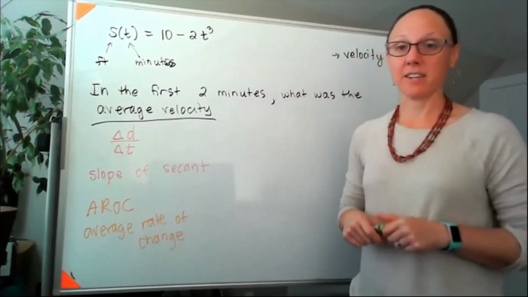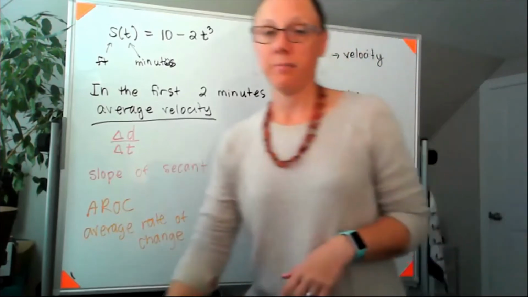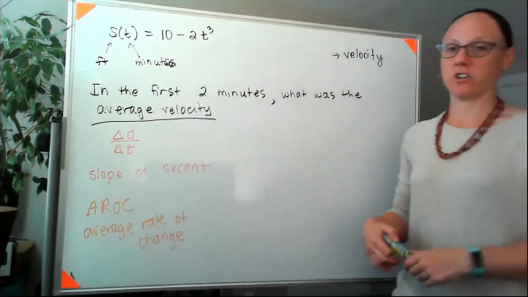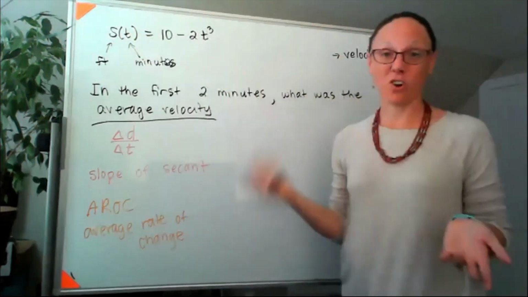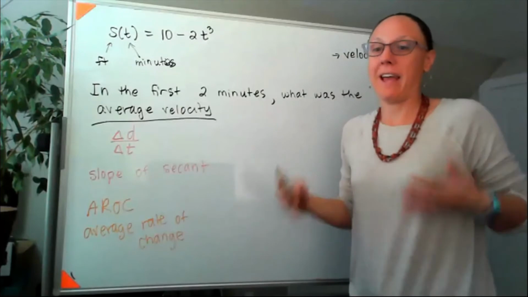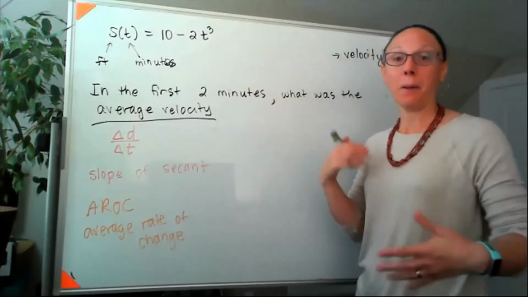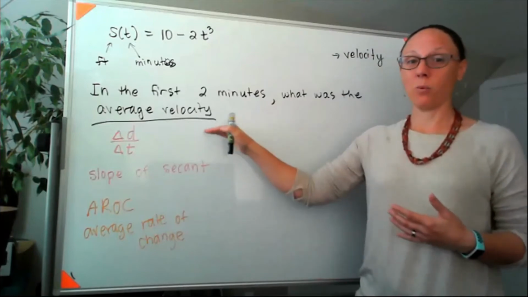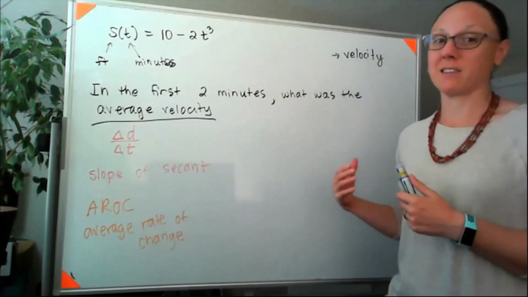What I actually like to think about average velocity as is old school slope. Change in y over change in x. Now my y has a different name right now. My y is currently called s of t, and my x has a different name right now. My x is currently called t, but we're looking for old school slope when we're looking for average velocity. So now we need to decode the rest of this part.